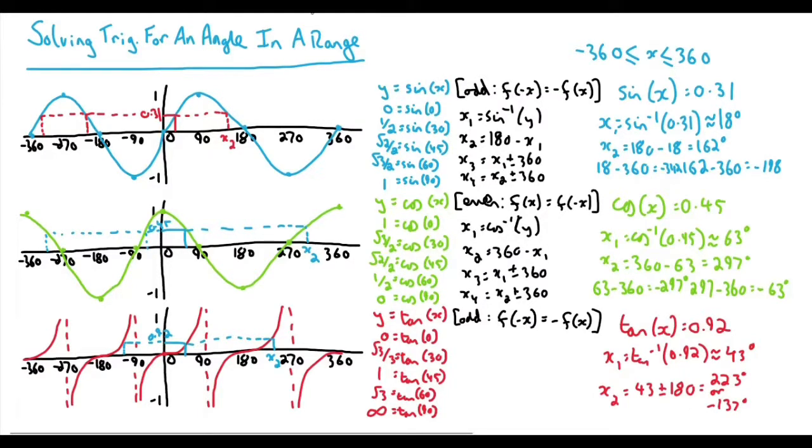So yes, finding the other values in tan is a lot simpler than the other two. All you simply do is say, your first answer is the tan inverse of that y, following that same format as before, but now every subsequent value is just x1 plus or minus 180, as many times as gets you values inside of that range.